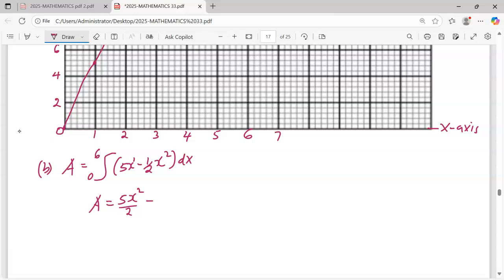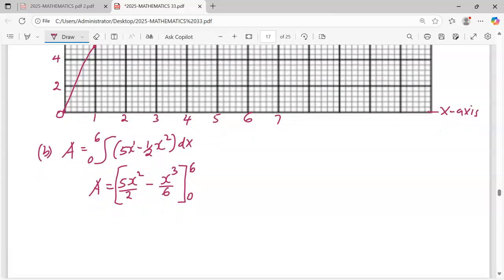That means we are going to have x cubed. Then half divided by 3 will give us 1 over 6, or simply we divide everything by 6. And at this point, we can introduce the limits, that is x is equal to 6 and x is equal to 0.